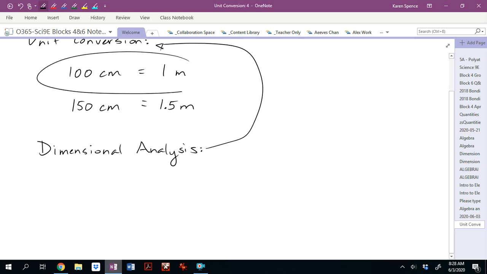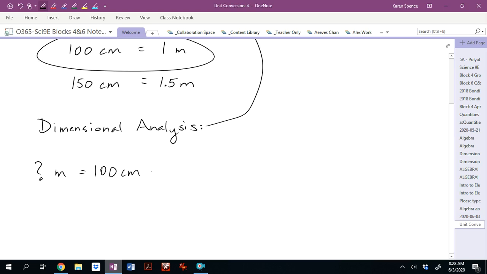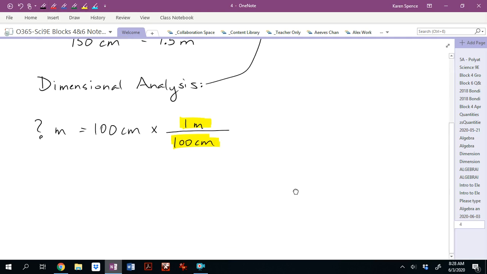Okay, so let's take our first example here, and let's say that I wanted to convert 100 centimeters, and I wanted to figure out how many meters is that. So what I would do is I would say I have 100 centimeters, and I know that there is 1 meter for every 100 centimeters. These two things here are equal to one another. Now, if two things are equal to one another, 1 meter is equal to 100 centimeters, those are the same, right?